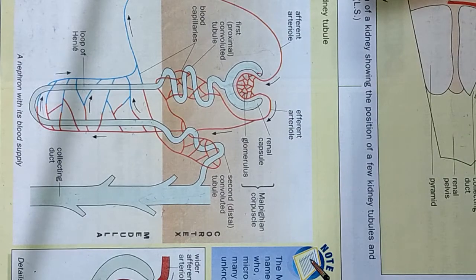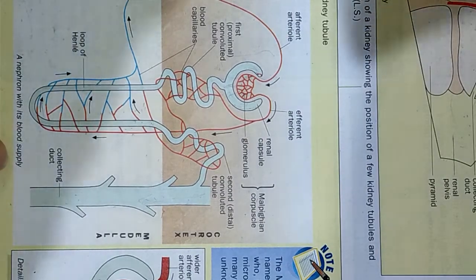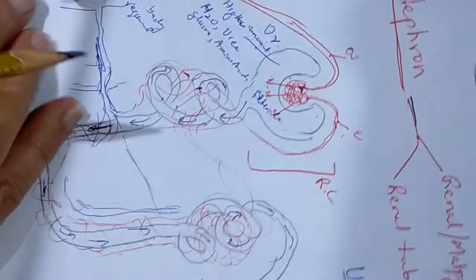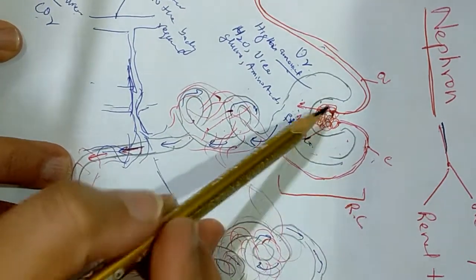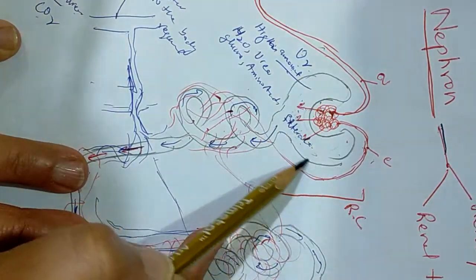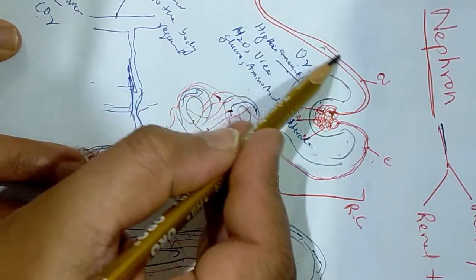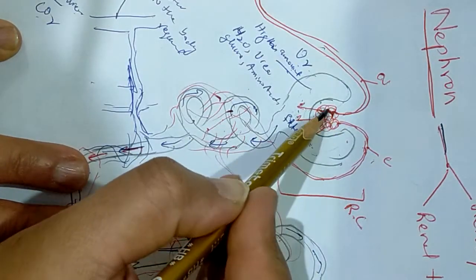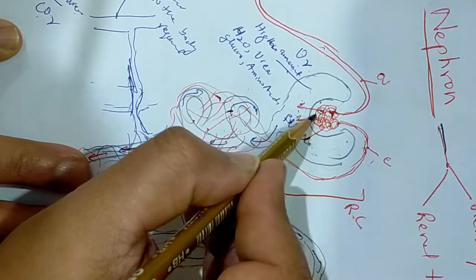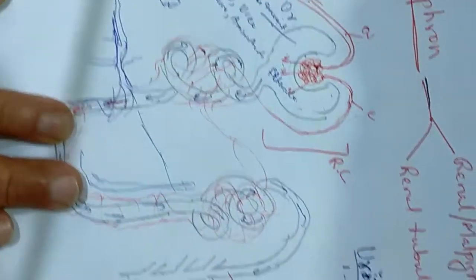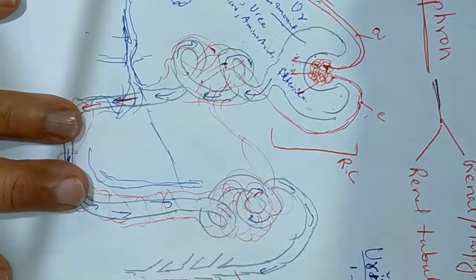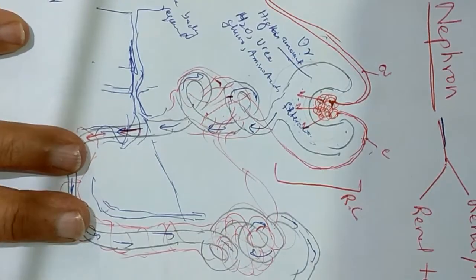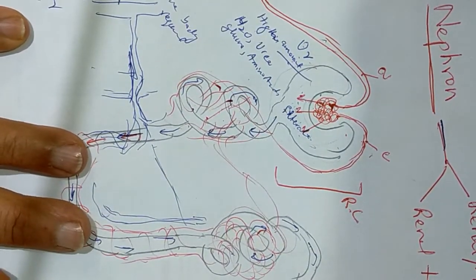Now I will explain, because the main function of the kidney is urine formation. Two steps take place in this region. Here again I have drawn a diagram. Here you can see that this is the Bowman capsule. Here the efferent arteriole is coming. At the first part in this region, the first step of urine formation takes place, which is called pressure filtration or ultrafiltration.